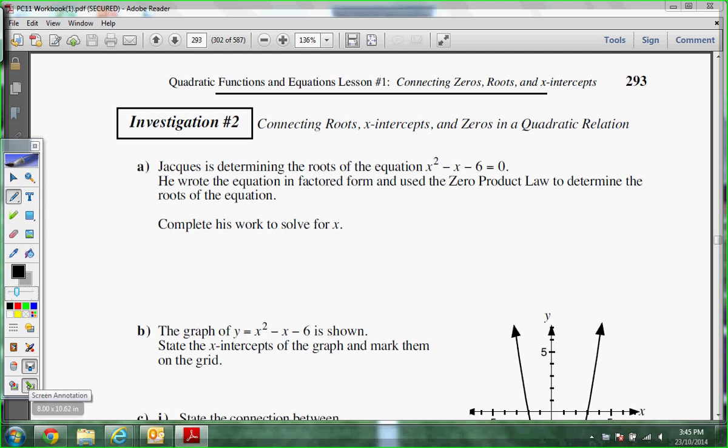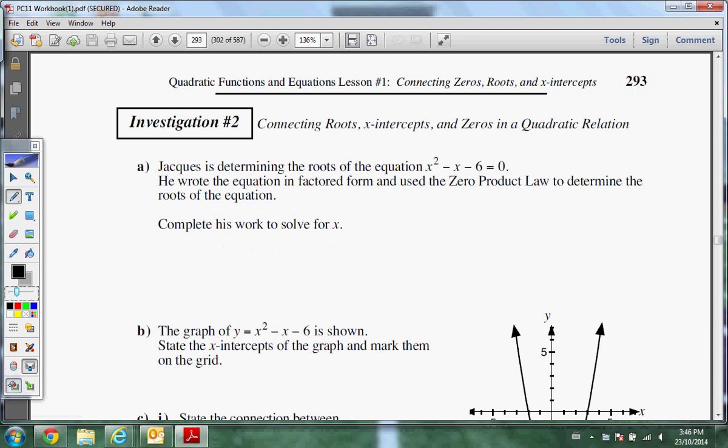What are multiples of 6 that are 1 apart? 2 and 3. And since that's negative, which one's negative? Yeah, so it's going to be x minus 3, x plus 2 equals 0. And so this means what's 0? Yep, negative 2. Right? So we feel good about that.